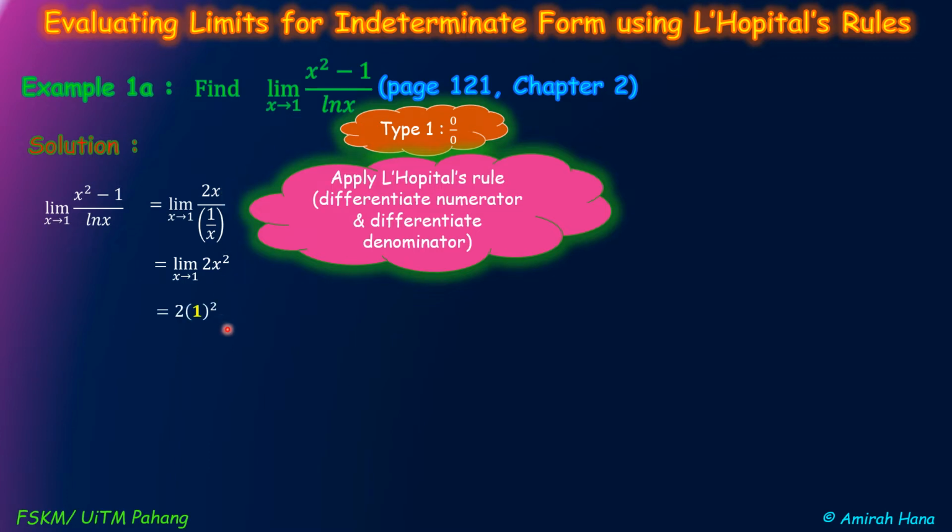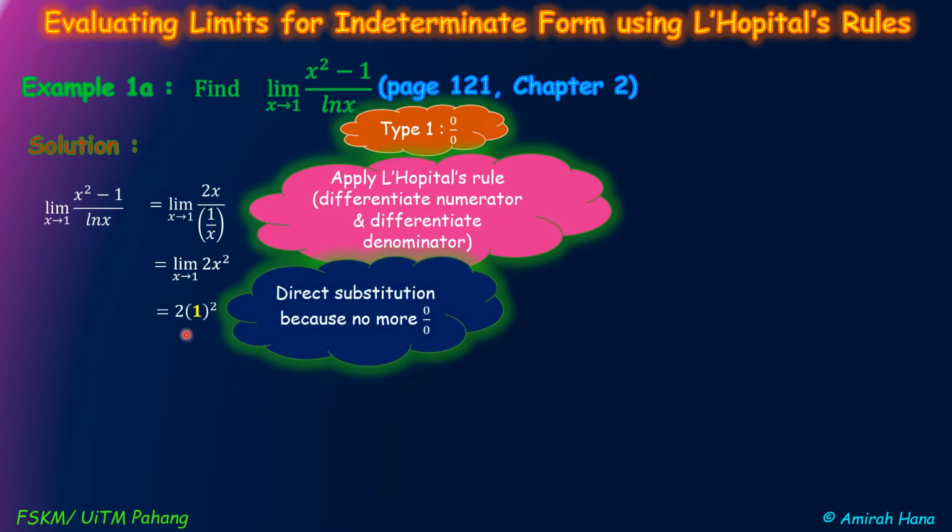After that, we can use direct substitution. We substitute 1 into variable x, so we have 2 times 1 squared, and the answer is 2, no more 0 over 0. That's why we can use direct substitution. So 2 is our final answer.